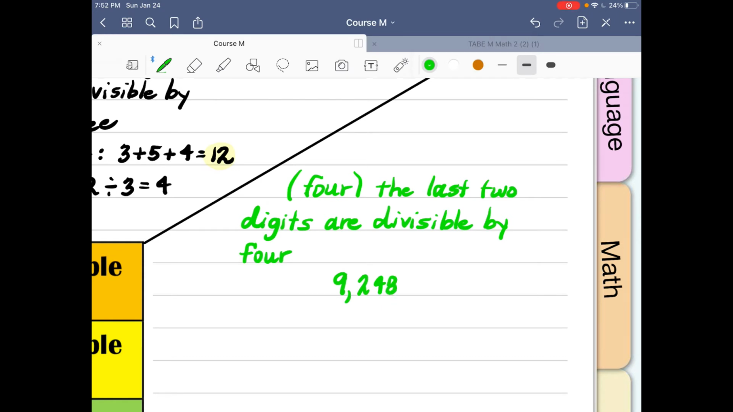9,248. So let's look at the last 2 digits, 4 and 8. You don't have to add them or anything. You just have to think 48 divided by 4 is 12. So if the last 2 digits are divisible by 4, the entire number is divisible by 4.